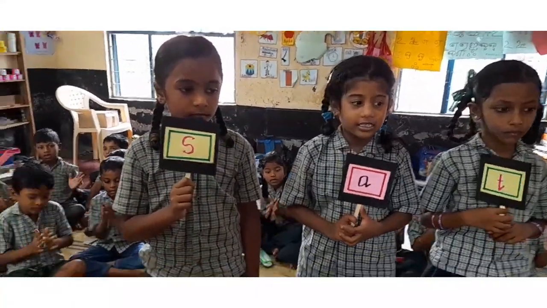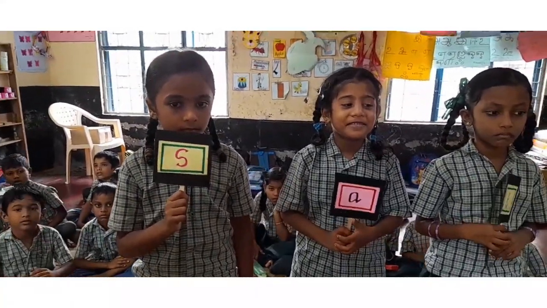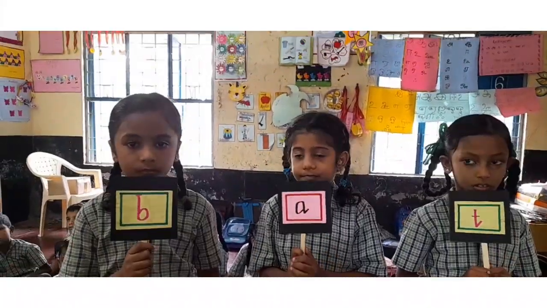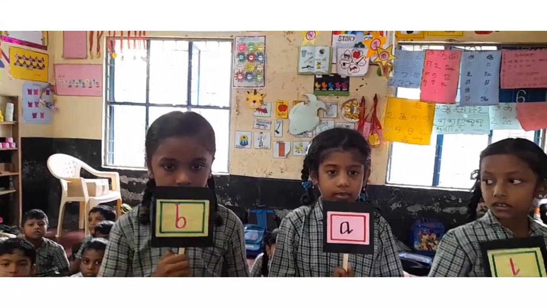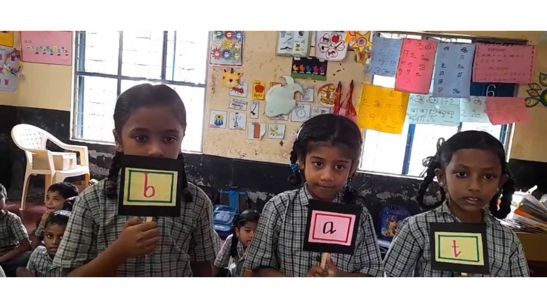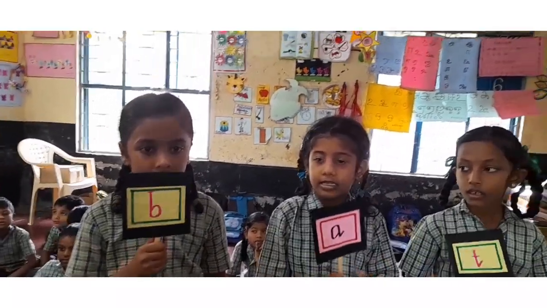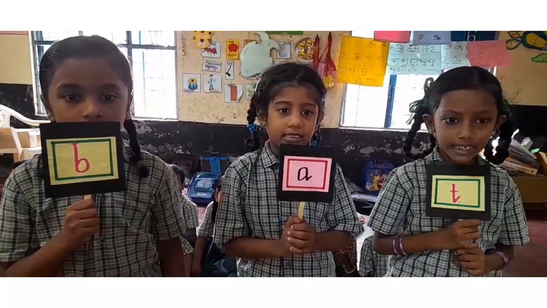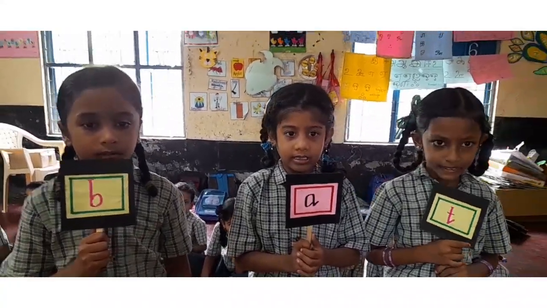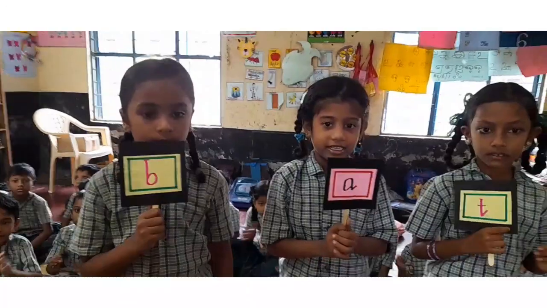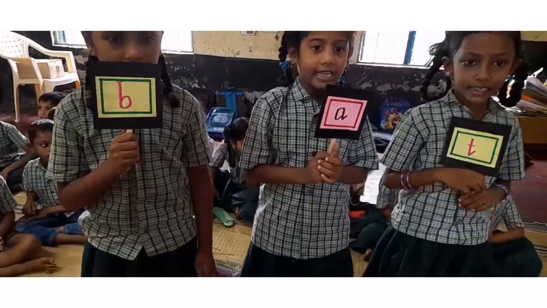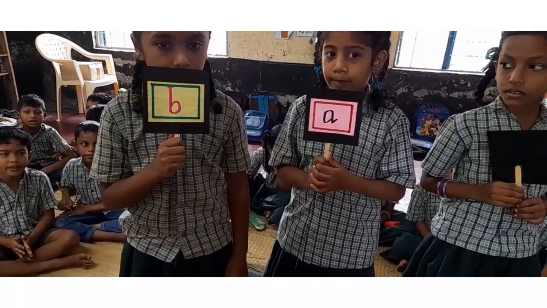Correct answer. Next, what is the sound of B? What is the sound of B? Okay. B, a, t, bat. Say. B, a, t, bat. B, a, t, bat. Very good. Now all of you say the sound. B. Say loudly. B.